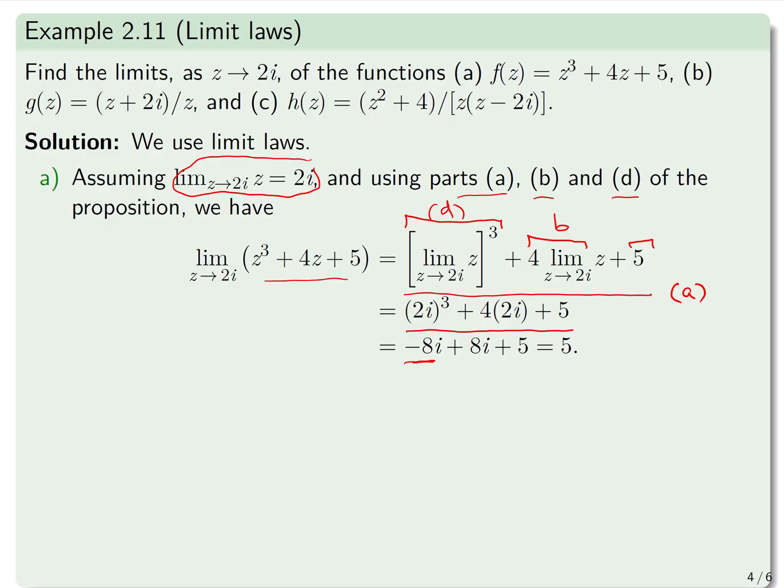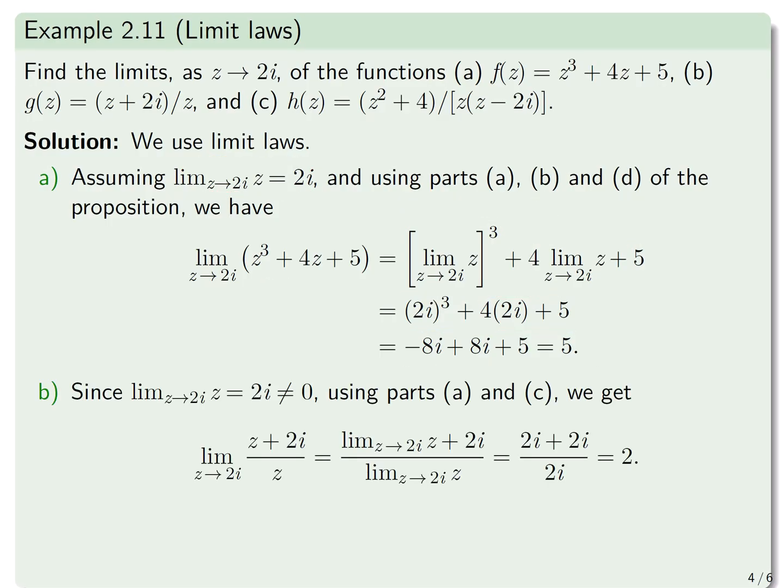So what happened: 2i cubed becomes negative 8i. You can see that the terms cancel out and you get 5. So it has become real. Even though we tried to find a complex limit, your final answer is a real limit. Okay, so let's go to the next one.